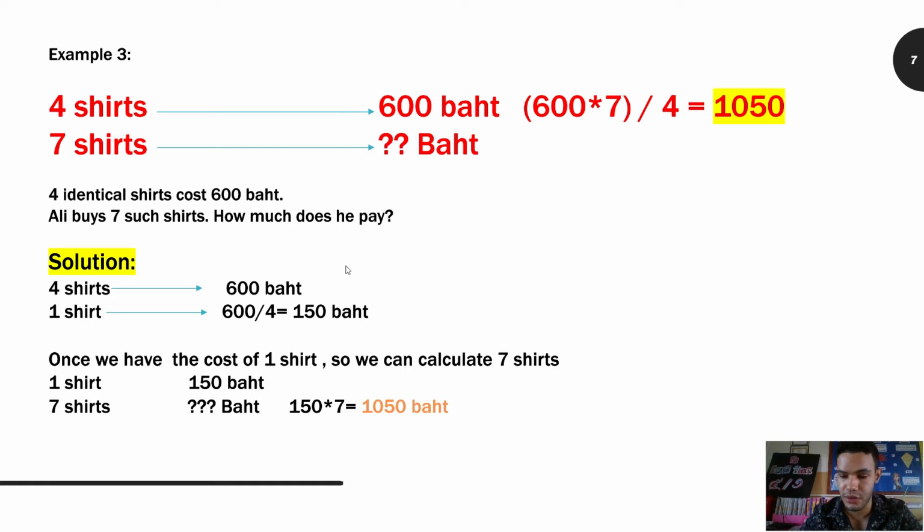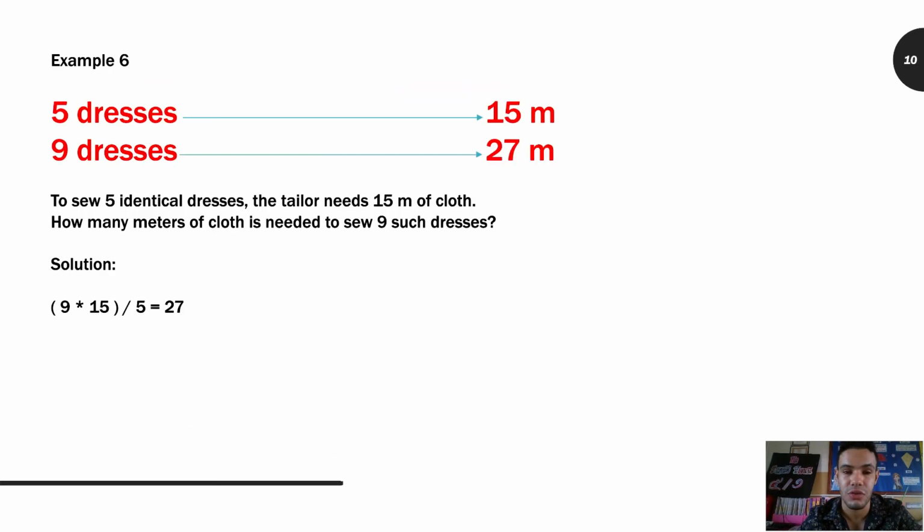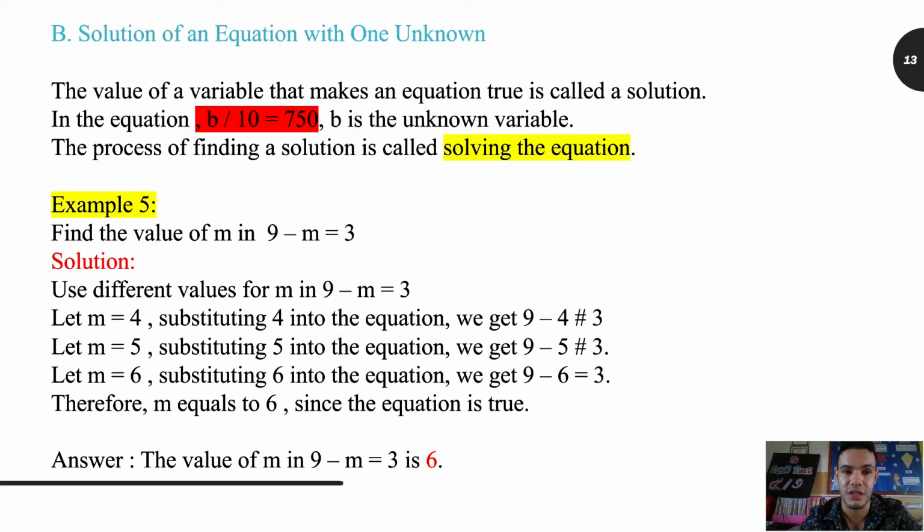We've done many examples in class, so I'm just going to go straight to the next objective that we have to review as well, which is the solution of an equation with one unknown. What is the unknown? I told you before, the unknown is something we don't know, a variable that we don't know the value of. So we have to figure it out.